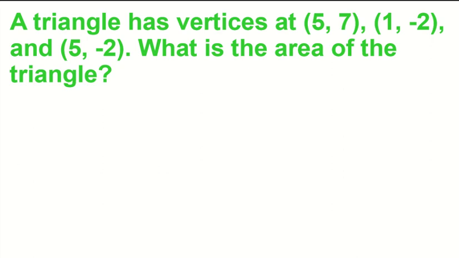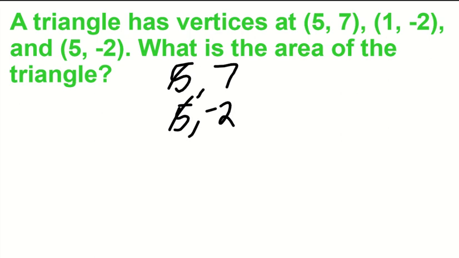Kyle, what'd you get? 36. Nope. Try. 18. Area of a triangle, base times height divided by 2. So you did the base and the height correctly. You just got to remember to divide by 2. So we need matching x's. I got 5, 7, and 5, negative 2.